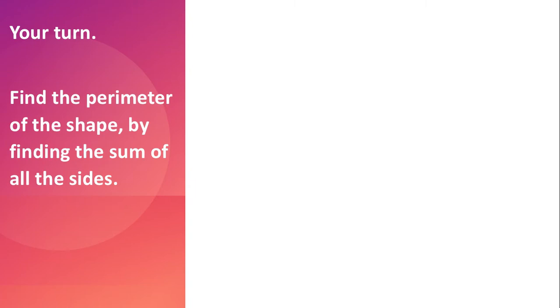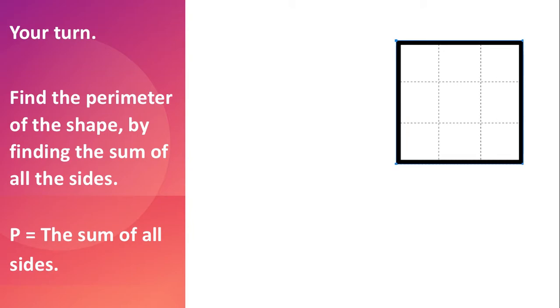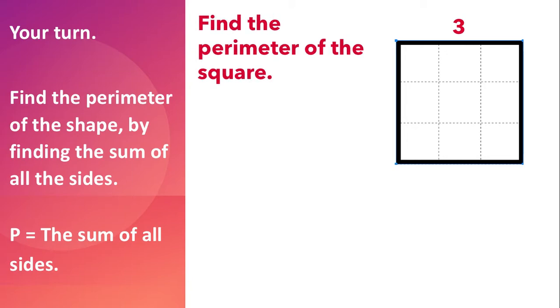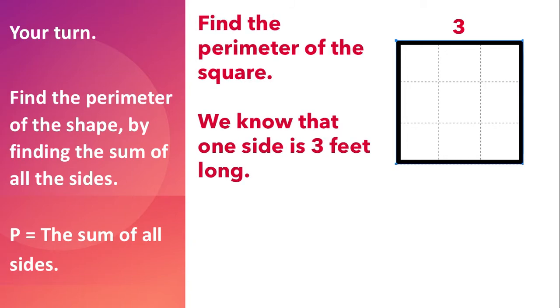Now it's your turn. Find the perimeter of the shape by finding the sum of all sides. P is the sum. So pause it here and see how many units you think this is. So if I were going to count, I would say that the width of this is 3. And knowing that it is a square, when you find the perimeter of one side, you then know the length of the other sides. This is only, though, with squares. If the length is 3, the width is also going to be 3.